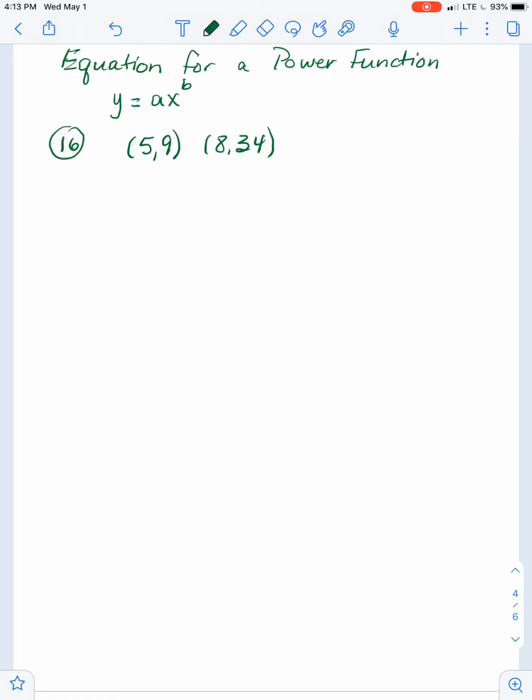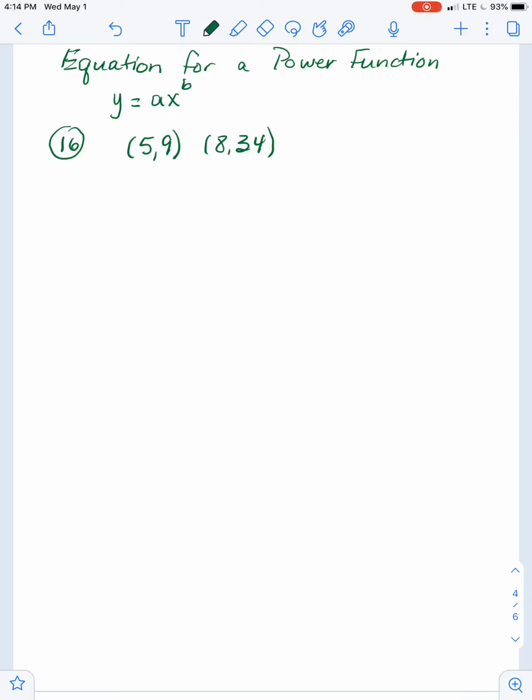Okay, so for this video, we are going to write the equation for a power function. We've been doing the equations for lines, and then we did quadratics, we did exponentials in the last set of videos, and this is going to be for your power function. Now, do not confuse your power function with your exponential.